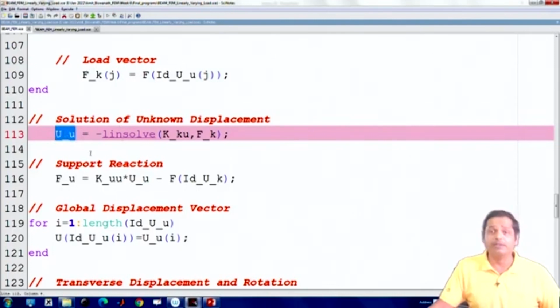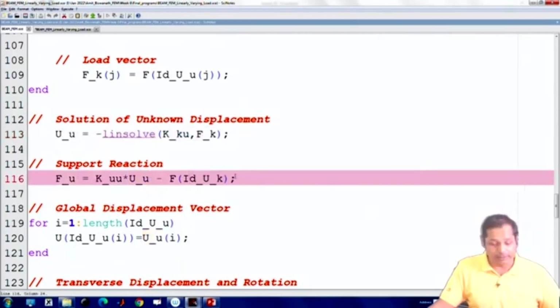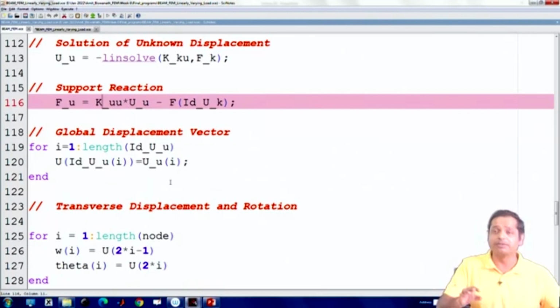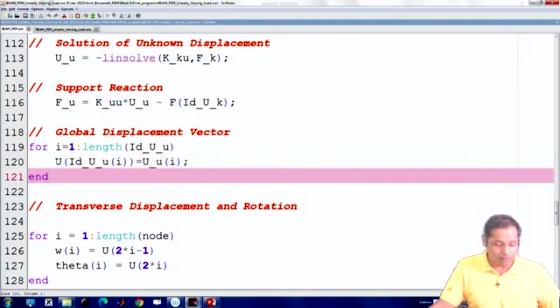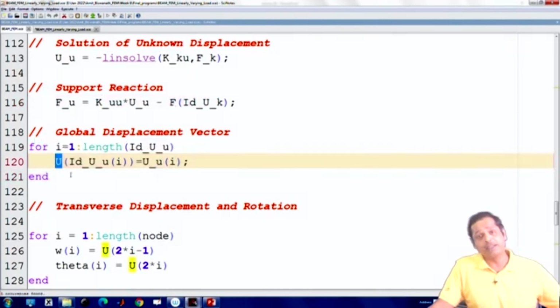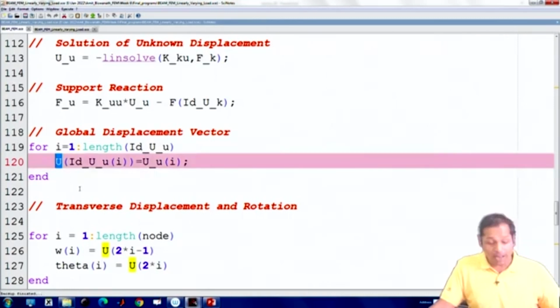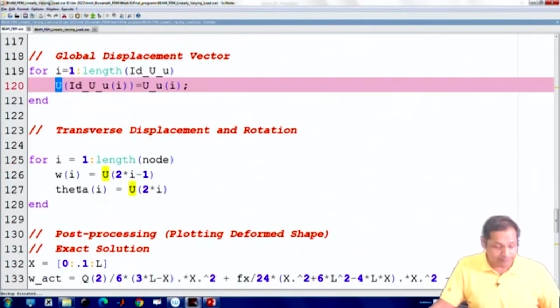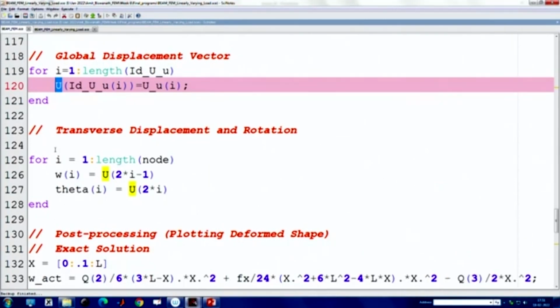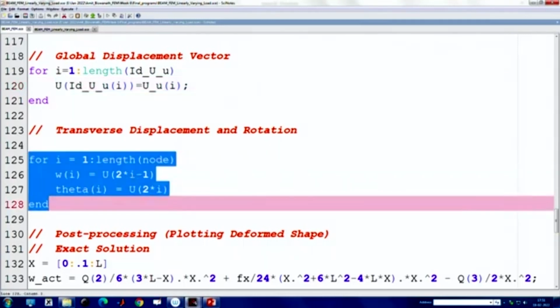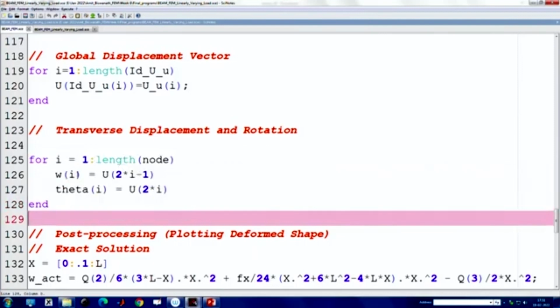So this will give you the unknown displacement, and once we know the unknown displacement we can use the second condensed equation to calculate the unknown forces. So this will give you the unknown forces. Once you know the unknown displacement and unknown forces, just put them in the global displacement field. So this is the global displacement field. U will give you the displacement at all the degrees of freedom, information about all the degrees of freedom. Now if we want to separate the transverse displacement and rotation, this also we can do. So up to this part is the solution part.